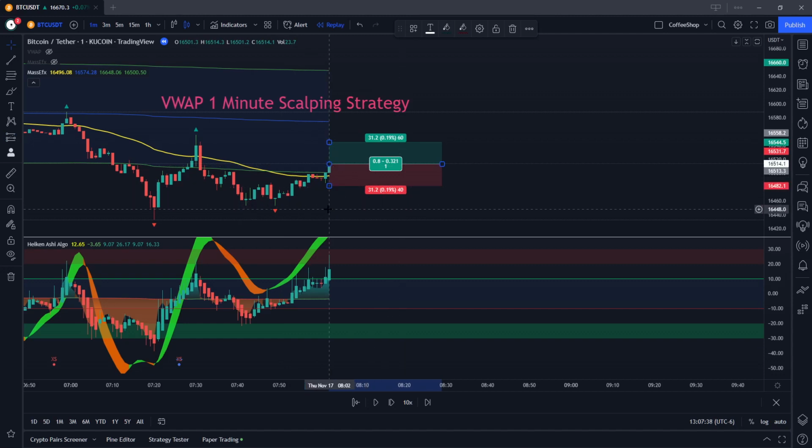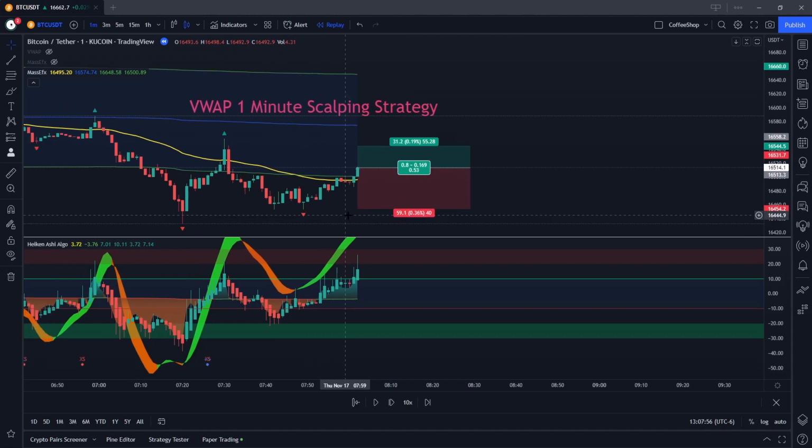Where's my swing low? It is the first close red candle outside of the range. Here's my low right here. I'm going to set that for my low just to have a stop loss. Now I do see a lower swing low, which is nice. I'll use that instead. And where do I set my take profit?